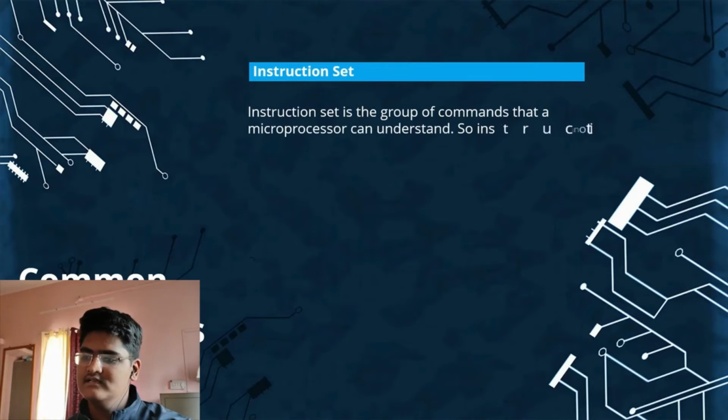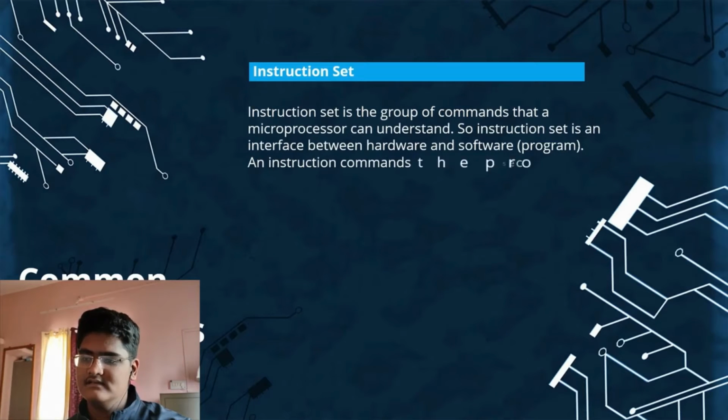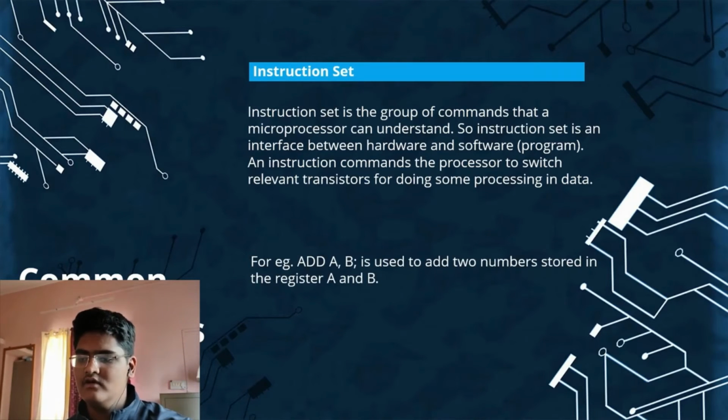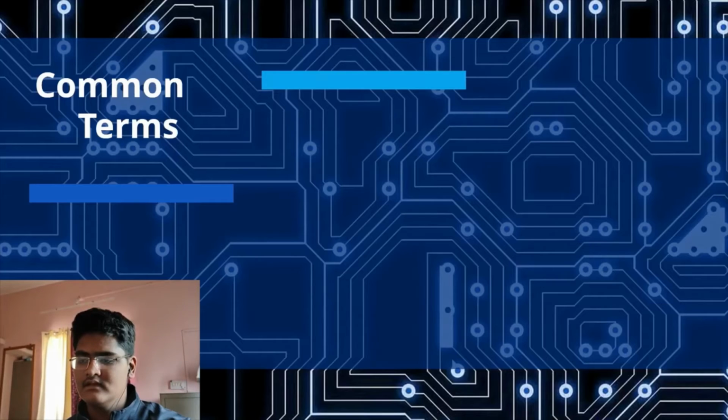Common terms: instruction set. An instruction set is the group of commands that a microprocessor can understand. So the instruction set is an interface between hardware and software. The instruction set commands the processor to switch relevant transistors for doing some processing on data. For example, ADD A, B is used to add two numbers stored in the register array.